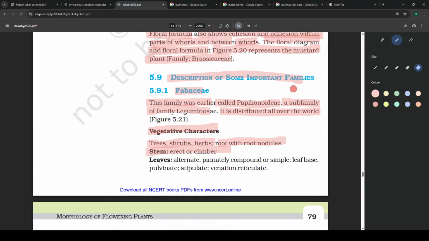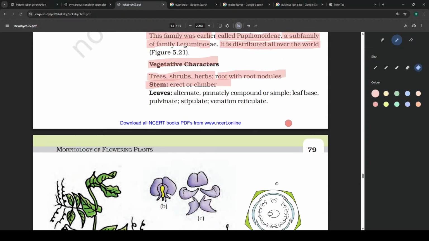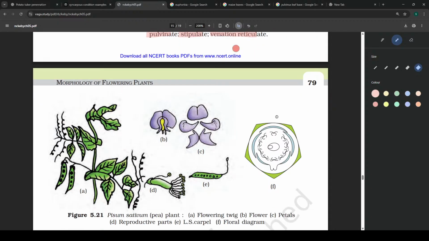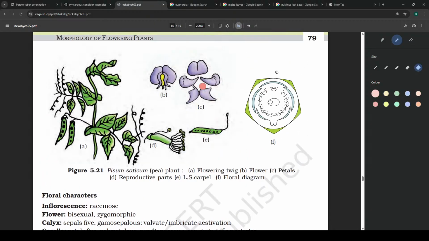Okay, vegetative characters. There are trees, shrubs, herbs, roots with nodules. They can be erect or climber. Stem, leaves: they can be alternate, pinnately compound, or simple. Leaf base is a pulvinate leaf base, a swollen leaf base. It is a stipulate leaf. Venation is reticulate. Pisum sativum, pea plant.